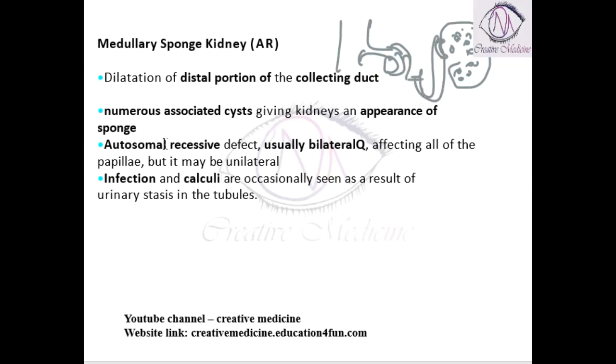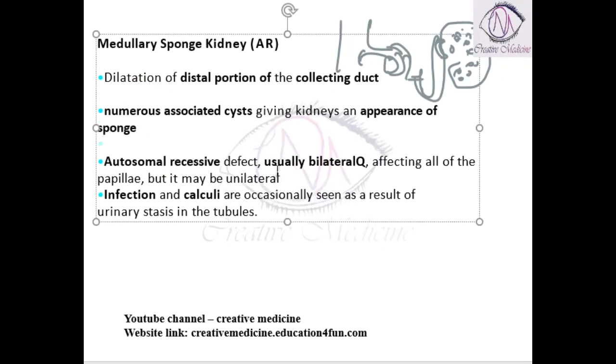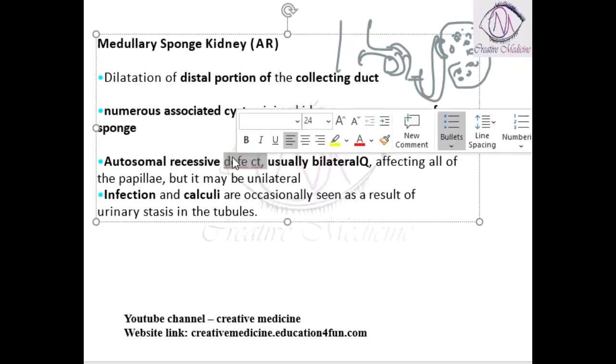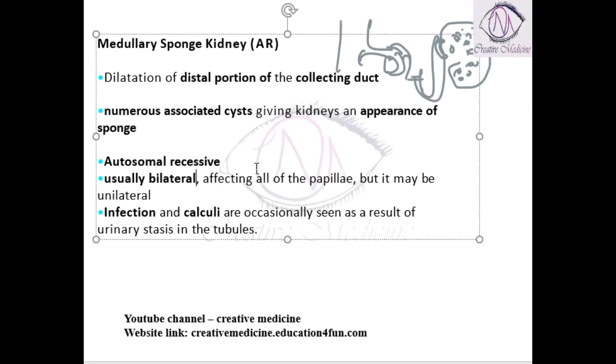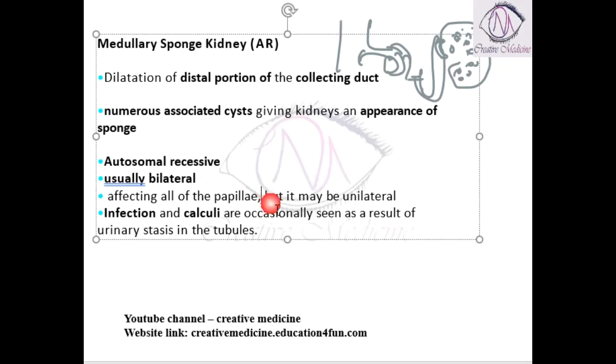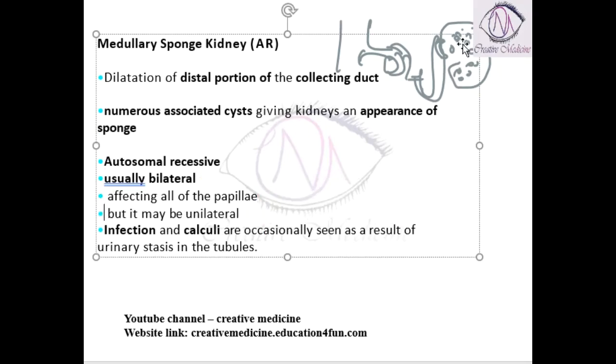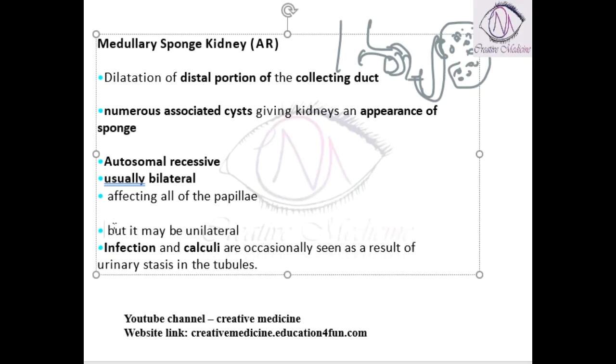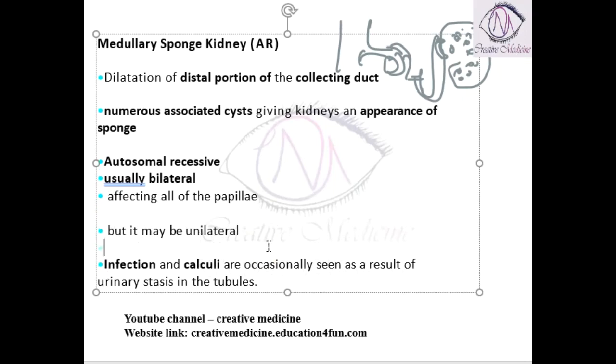Medullary sponge disease is an autosomal recessive disease which is usually bilateral. It affects all the papillae in the kidney. It is usually bilateral, but it may be unilateral also.